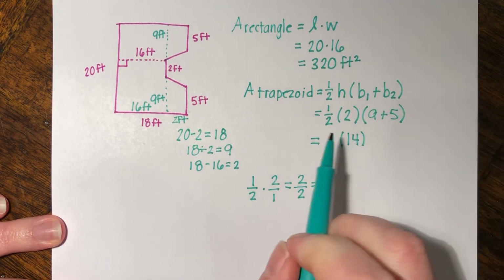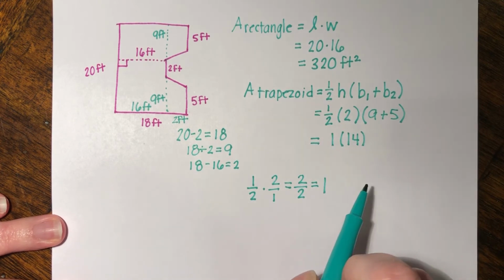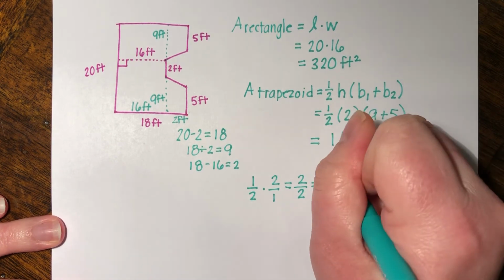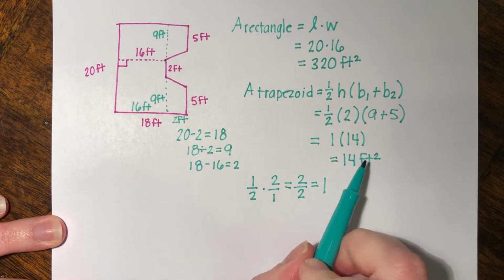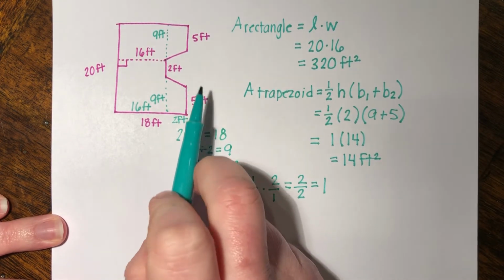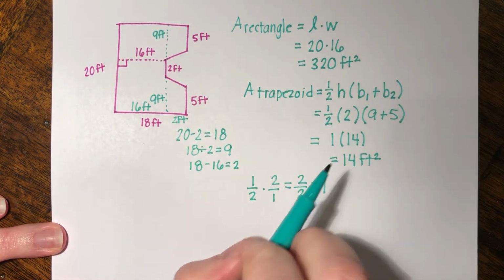So what I should have had is 1/2 times 2 times 14, but Mrs. Jeffries made an oops. So let's go ahead and continue on here. We have 1 times 14, which gives us 14 feet squared. But remember, that is only the area for one trapezoid, and we have 2 trapezoids. So we have to make sure we account for both of those when we find the total area.